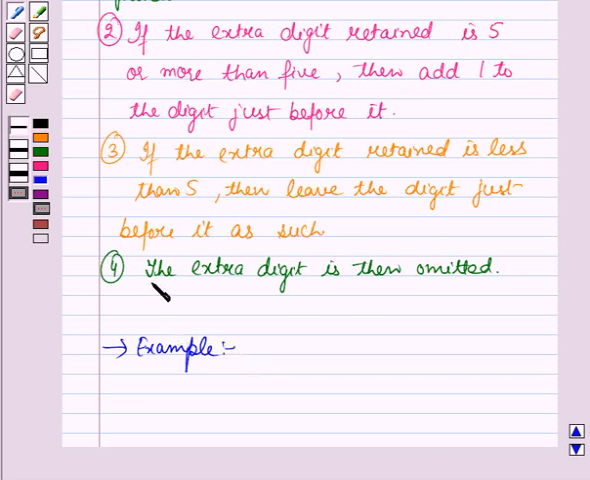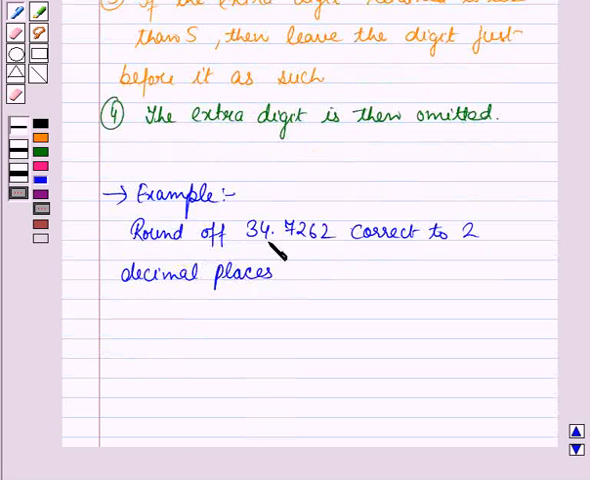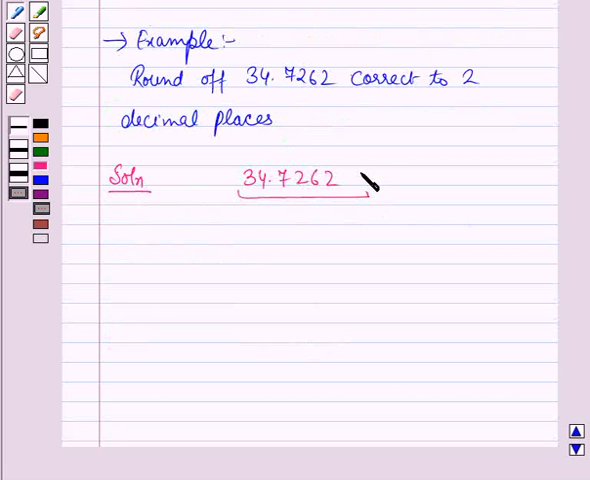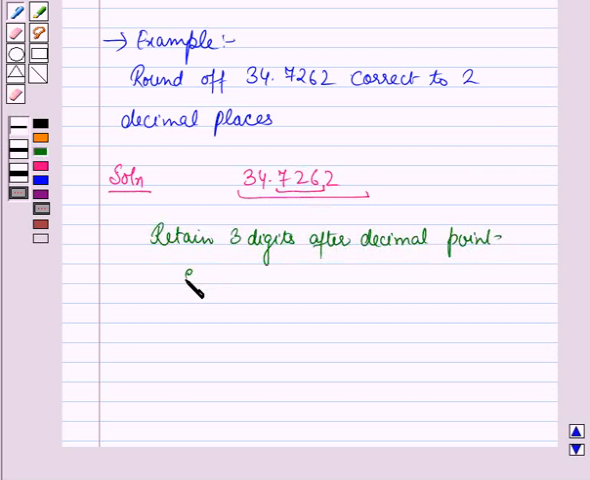Now let us see an example for this. That is, round off 34.7262 correct to 2 decimal places. Now for the solution, the number is given as 34.7262. Now we have to round off this number correct to 2 decimal places. So in the first step, we will retain 3 digits after the decimal point. Therefore, the number will be 34.726.